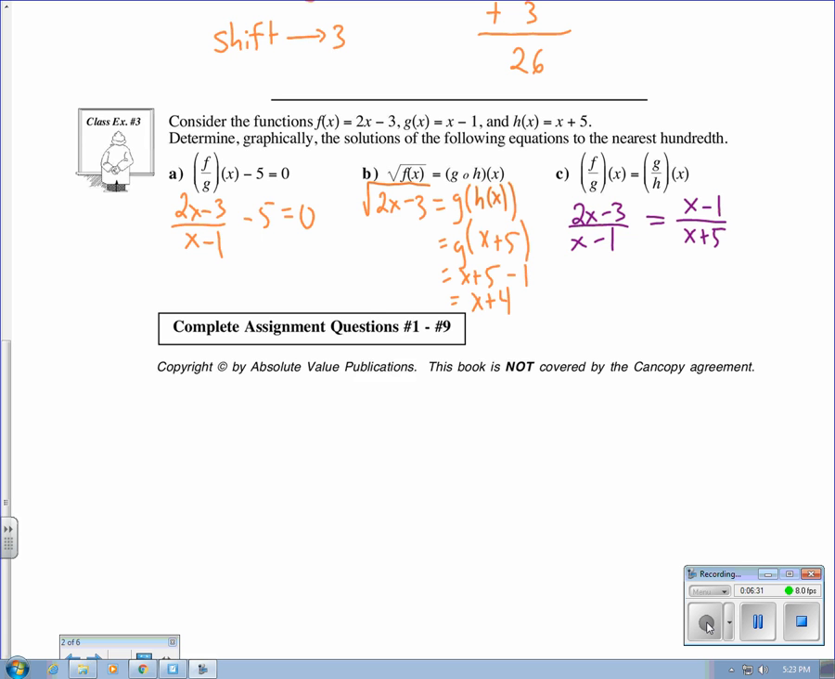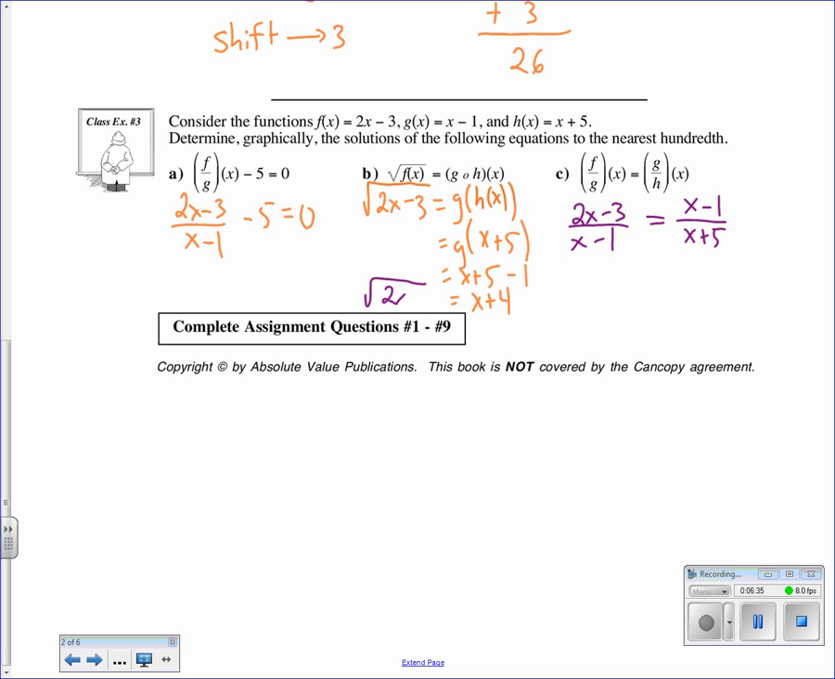I'm going to do that middle one first. I had to bring down the square root of 2x minus 3. My operations tell me I have to square first. So square, square. Actually, I'm allowed to do this graphically. So I'll set this one up algebraically. 2x minus 3 is equal to x squared plus 8x plus 16. Set that equal to 0.